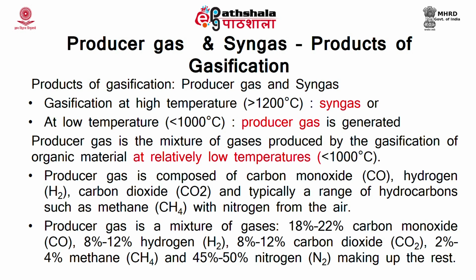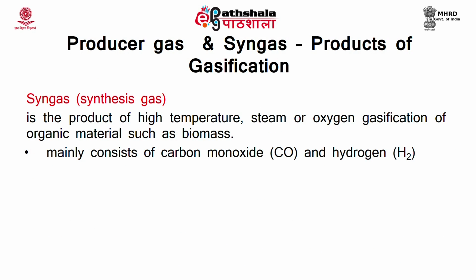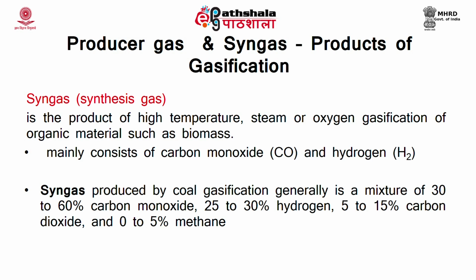So, the composition or the percentage is: carbon monoxide 18 to 22%, hydrogen 8 to 12%, carbon dioxide 8 to 12%, methane 2 to 4% and nitrogen 45 to 50%. So, the major ones are carbon monoxide and nitrogen. Syngas mainly consists of carbon monoxide and hydrogen and is the product of high temperature gasification, mainly steam or oxygen gasification. It is produced mainly by coal gasification and it is a mixture of 30 to 60% carbon monoxide, 25 to 30% hydrogen, 5 to 15% carbon dioxide, 0 to 5% methane. Here nitrogen is absent.